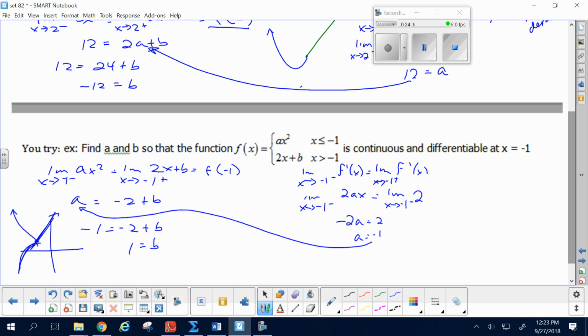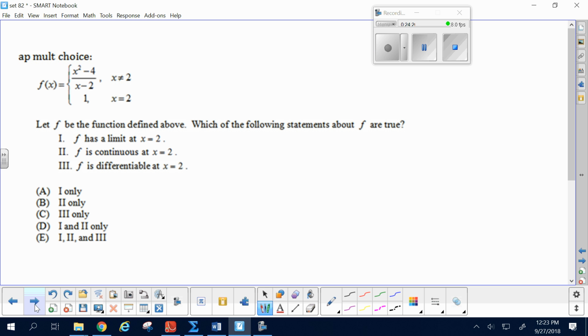Right, that makes sense. Did you get B as 1 and A as negative 1? All right. Now let's try. Is this what you have also? Okay. Let's talk about this. Does statement 1 hold true? F has a limit at x equal 2.